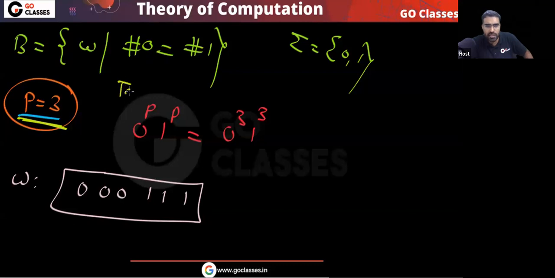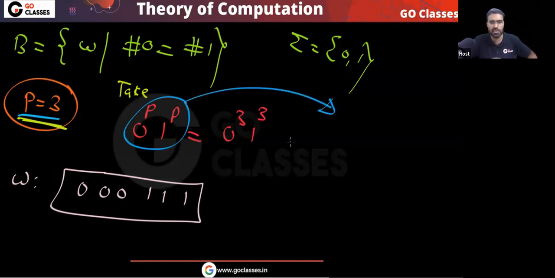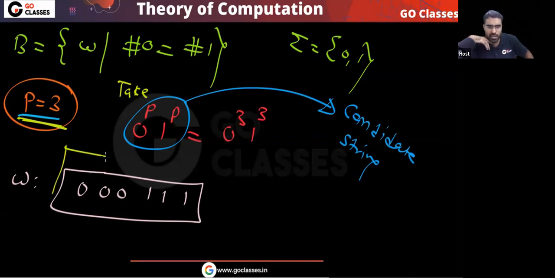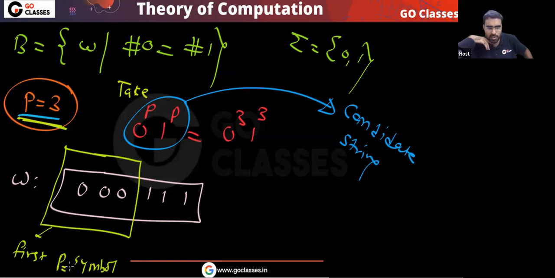So now you take this string. First of all, is this a candidate string or not? Does this string have the authority to violate or satisfy? Yes, this is a candidate string because it belongs to the language and its length is greater than or equal to 3. Now you tell me, in which area will you find Y? This is your string W. You will find Y in this area. These are the first P symbols. P means 3, so these are the first 3 symbols. So in this area, you will find Y.